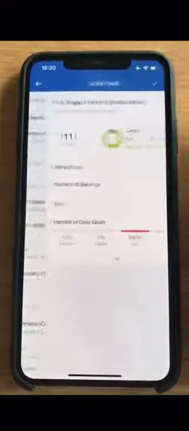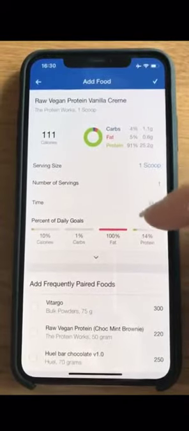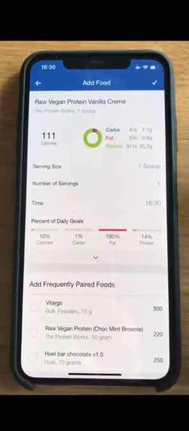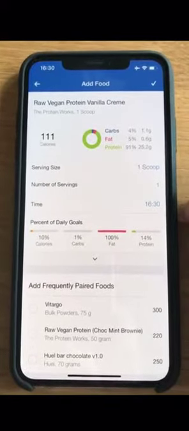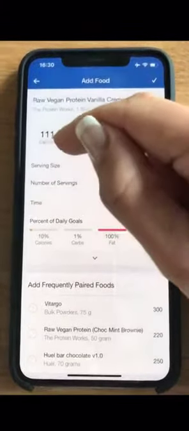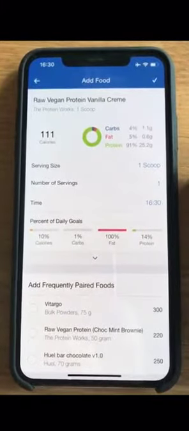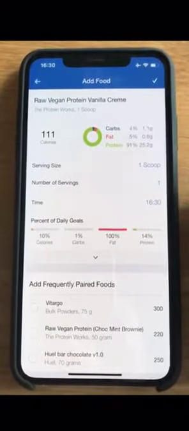Now, this is actually saying it has 111 calories in 1 serving. I don't know why that is. Maybe the Protein Works have changed it. So there you are. No, actually, I tell a lie. This one is actually better in the porridge. That's why I normally have it with the porridge, because obviously who wants chocolate mint porridge?